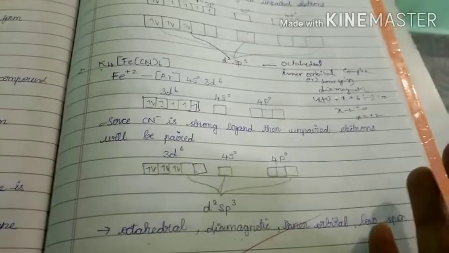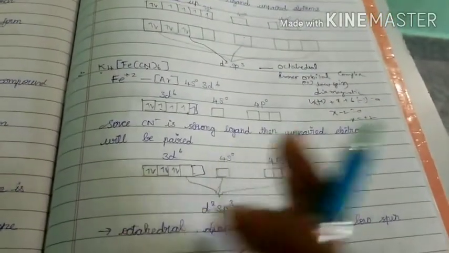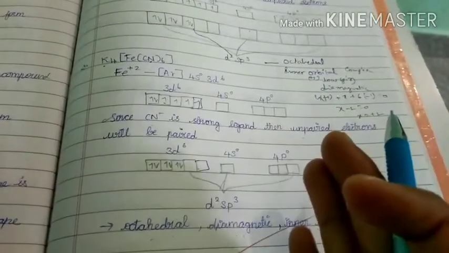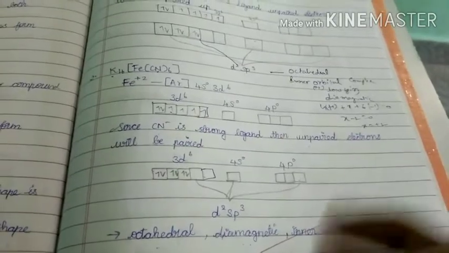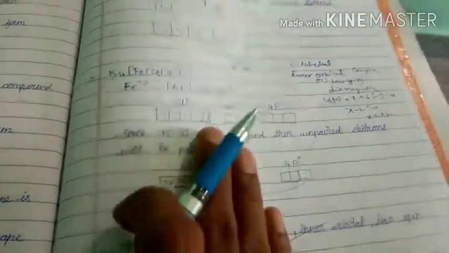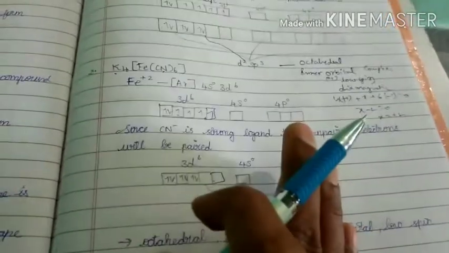Which of the following complexes are inner orbital, or which are outer orbital? Which of the following complexes are low spin? Which are high spin? Which are paramagnetic? Which are diamagnetic? For all these cases, we have to follow this procedure only. If you learn this procedure, we will be able to solve any type of question.